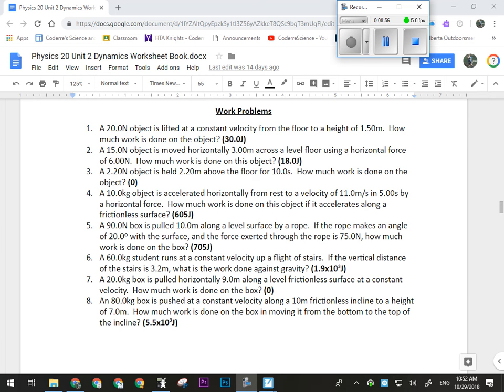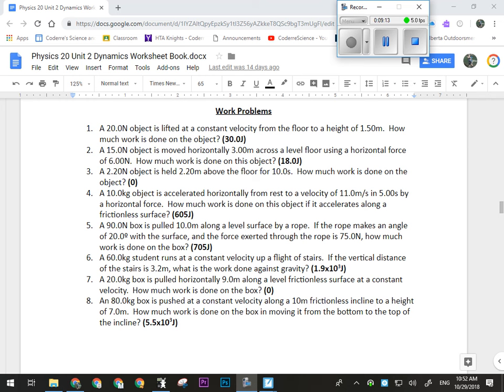Now, number 3 is both a work energy theorem question as well as kind of a Newton's first law question. How much net force is required to keep something moving at a constant velocity? 0. Well, that's what's going on here.